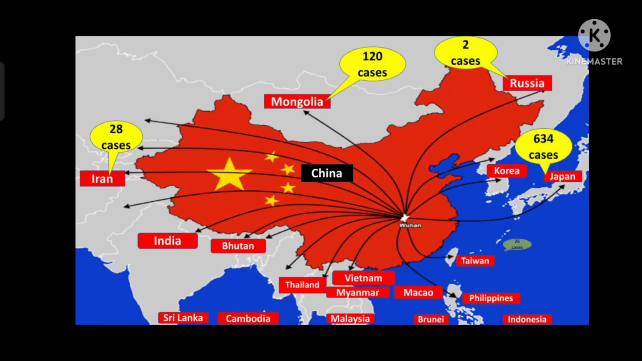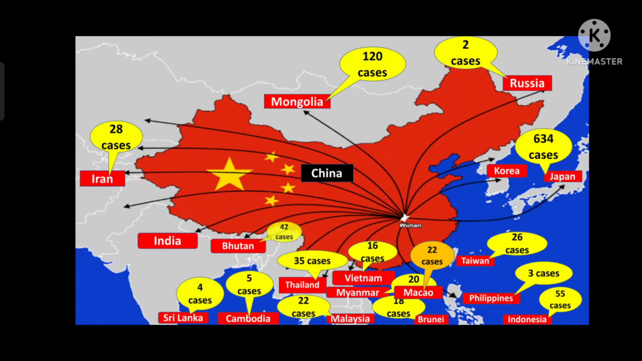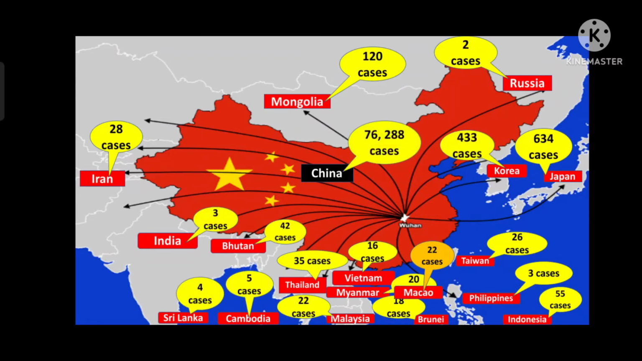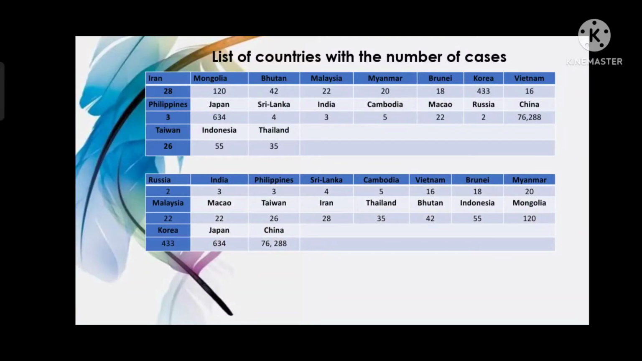Okay, so these are the number of cases in each country. Now, the list of countries with the number of cases. Look at the table carefully. So we have Iran, Mongolia, Bhutan, Malaysia, Myanmar, Brunei, Korea, Vietnam, Japan, Sri Lanka, India, Cambodia, Macau, Russia, China, Indonesia, Thailand. Okay? And so on.